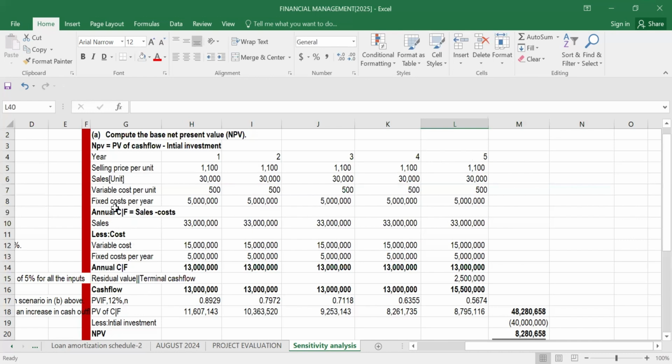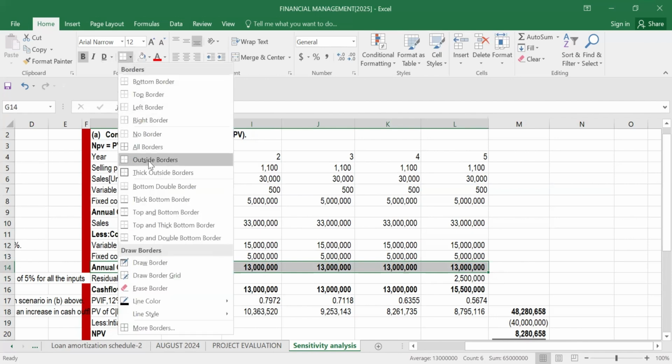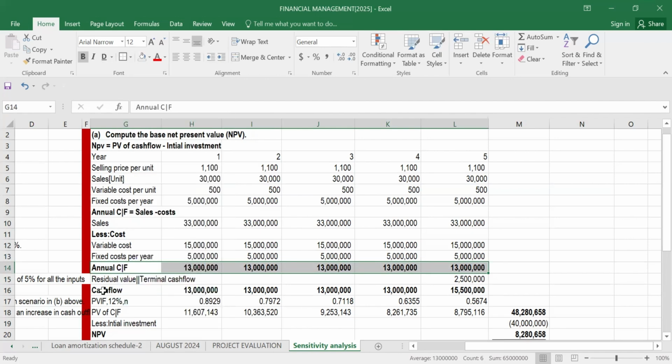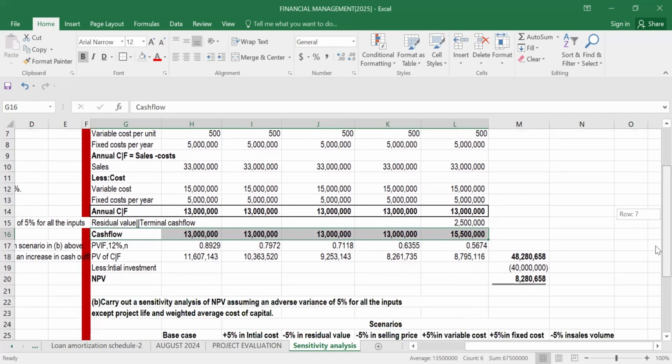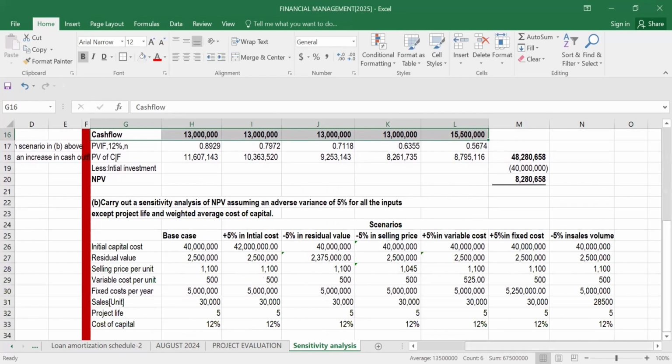we need to have the sales, we less the cost, such that we now have the annual cash flows. After having those annual cash flows, we proceed and add the residual cash flow. We get the total cash flows. We discount those cash flows, and after getting the total present value of cash flows, we less the initial investment. That is basically what we need to do here.